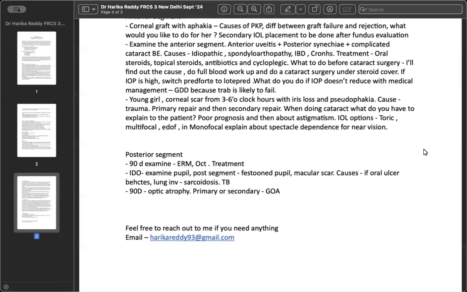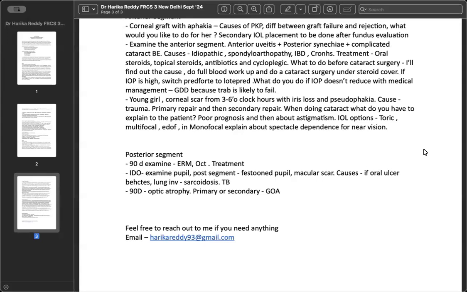And coming to the posterior segment, there was one patient sitting at the slit lamp, so they asked me to examine with 90D. I told them I could see ERM. Then he gave me the OCT. In that, it was pretty evident. Then they asked me the treatment. They asked me about double staining, negative stain, and all that. And with the IDO, they asked me to actually see the pupil first and then examine the posterior segment.